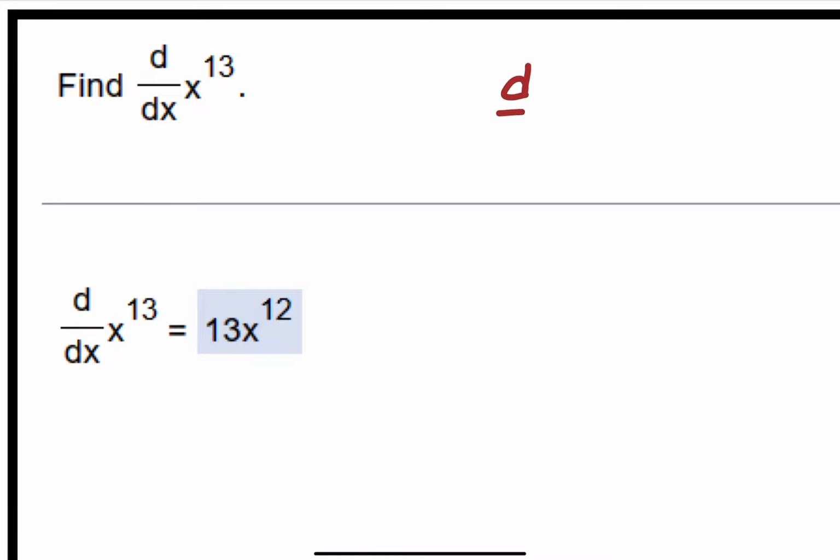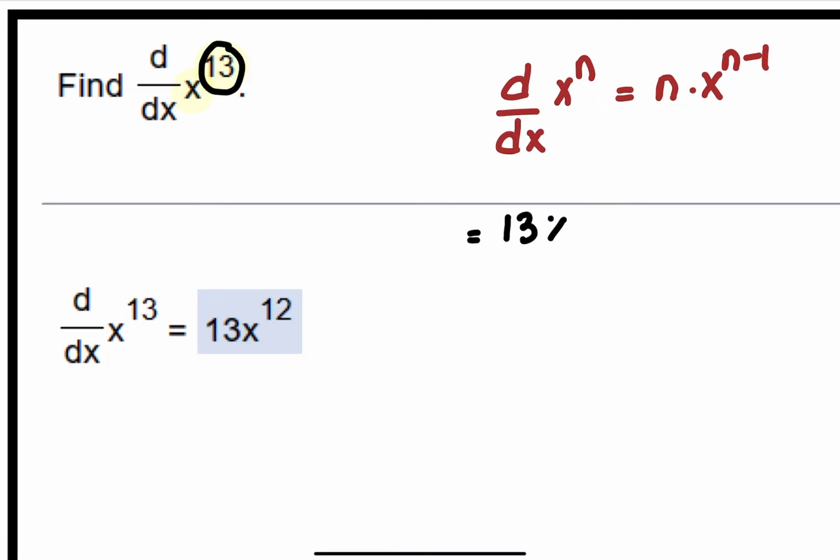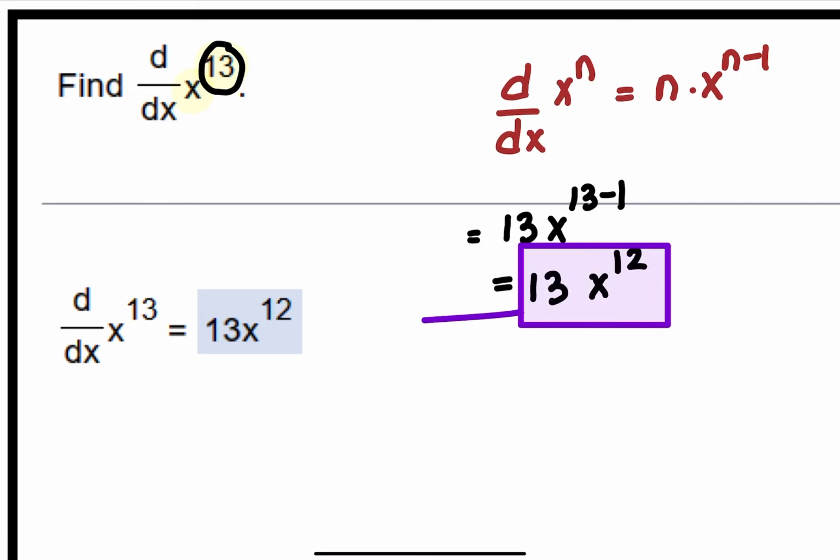So d by dx of x to the power n is n times x to the power n minus 1. When I look closer here, I do have my x, I do have my n. So the derivative of this function is going to be n, which is 13, x stays x, 13 minus 1, which is 12. So 13 x to the power 12, and that is your answer. Let's see if it matches. Yes, it does.